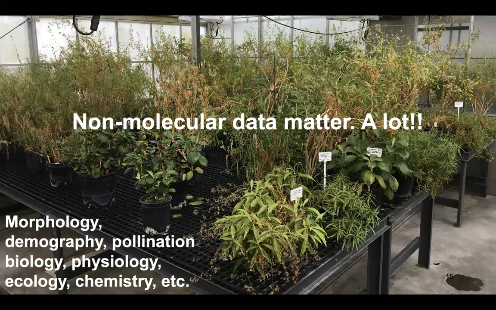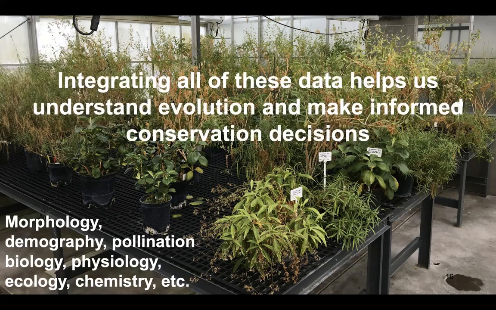We also need morphology, demography, which I think is often overlooked, and we need a lot more demography data. Pollination biology, physiology, ecology, chemistry, you name it. One of the wonderful things about working on Schiedea is that Anne and Steve have spent 30-plus years generating an enormous data set of things like breeding system and chemistry, which allows us to interpret our molecular phylogenies in a much more powerful manner. And integrating all of these data together really helps us understand evolution, but also make better informed conservation decisions.